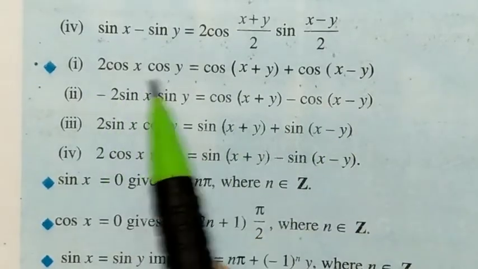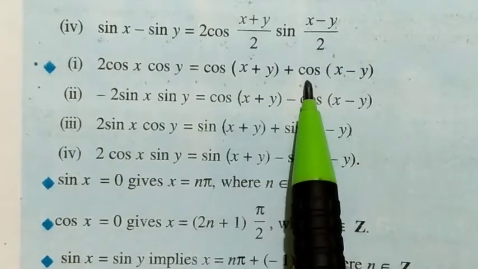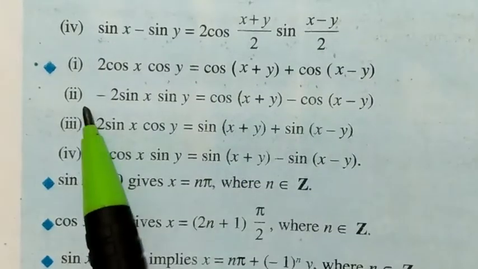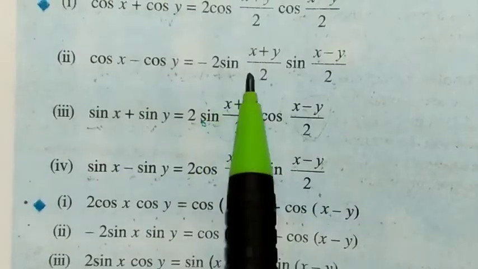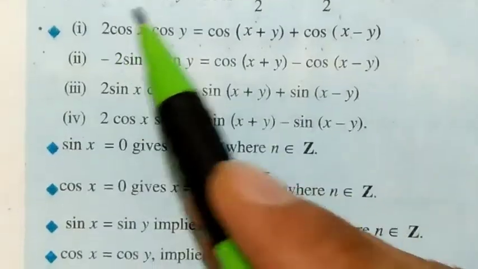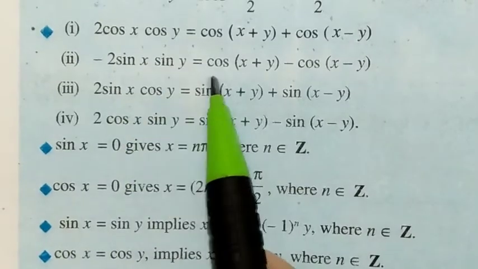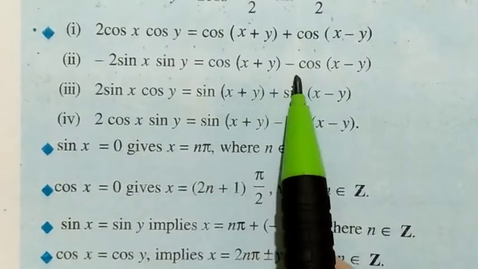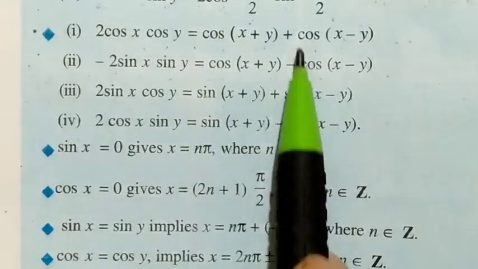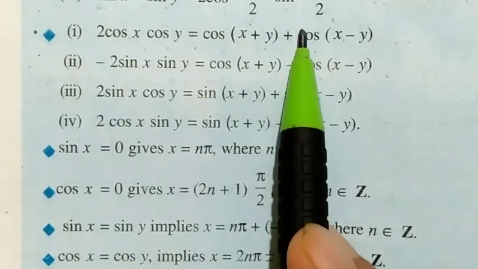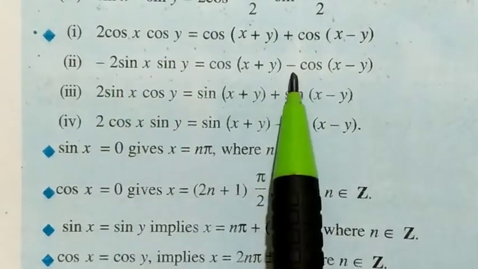So 2 cos x cos y is equal to cos(x+y) plus cos(x-y), and minus 2 sin x sin y. Here it was minus 2 sin. So similarly here, minus 2 sin x sin y is equal to cos of (x+y) minus cos of (x-y). Means first is cos(x+y) and then here plus in cos cos, and minus 2 sin sin, it's minus.